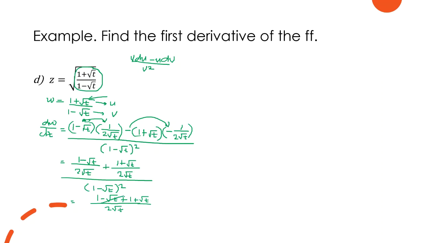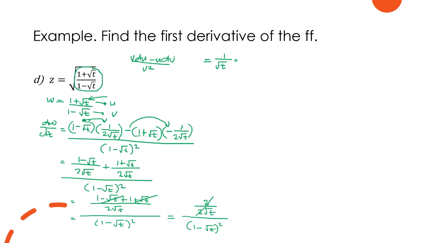So negative square root of t plus square root of t is just equivalent to 0. So that being said, we still have our denominator. I forgot. We have (1 minus square root of t) squared. So 1 plus 1, that is 2 over 2 square root of t, divided by our denominator, which is (1 minus square root of t) squared. 2 divided by 2, that is 1. So our fraction now is equivalent to 1 over square root of t.